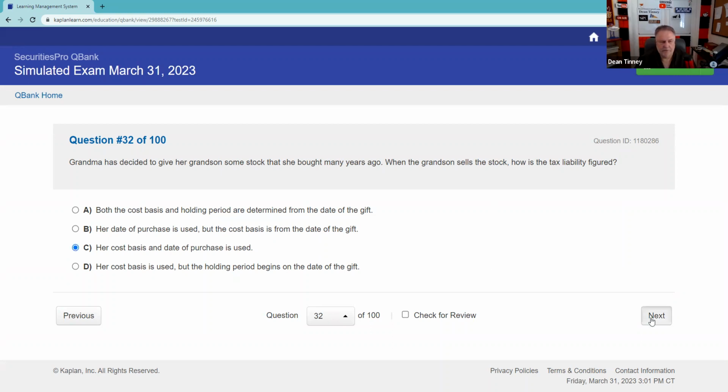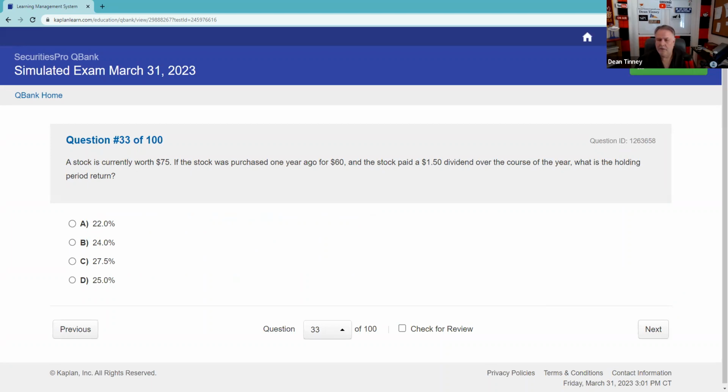So you're going to encounter something like that. Stock is currently worth $75. The stock was purchased 1 year ago for $60. The stock paid a $1.50 dividend over the course of the year. What is the holding period return? So last time we asked you to recognize this, and this time we're asking you to do it.